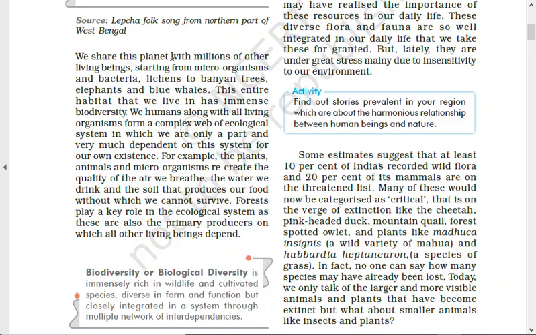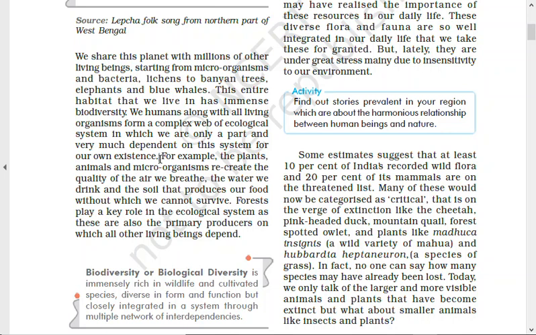So it says, we share this planet with millions of other living beings, starting from microorganisms and bacteria, the lichens and the banyan trees, elephants and blue whales, everything. That is, from the small to big, we have. This entire habitat that we live in has immense biodiversity. We humans, along with all living organisms, form a complex web of ecological system of which we are only a part. We are very much dependent on this system for our own existence.